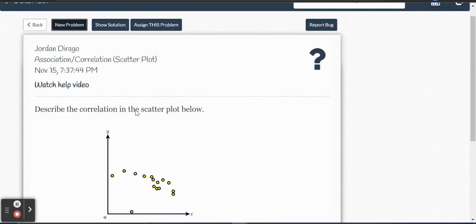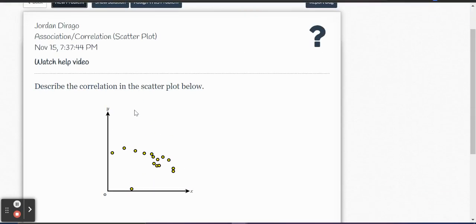All right. So that's how we determine the association and correlation of these graphs. And it's important that we understand that as we are looking at these data points. So that's it for today's video.